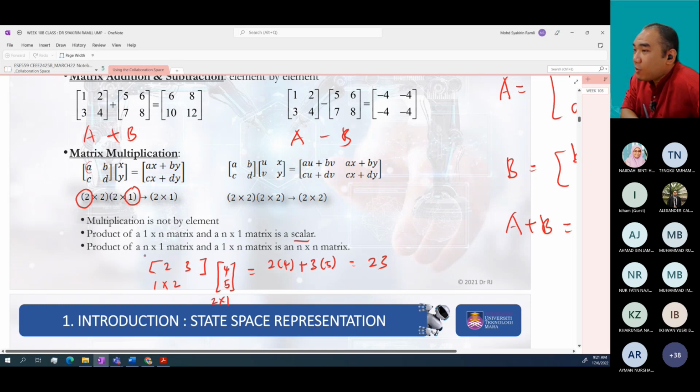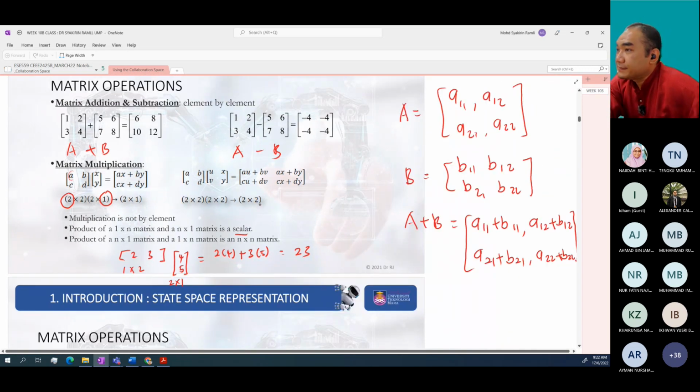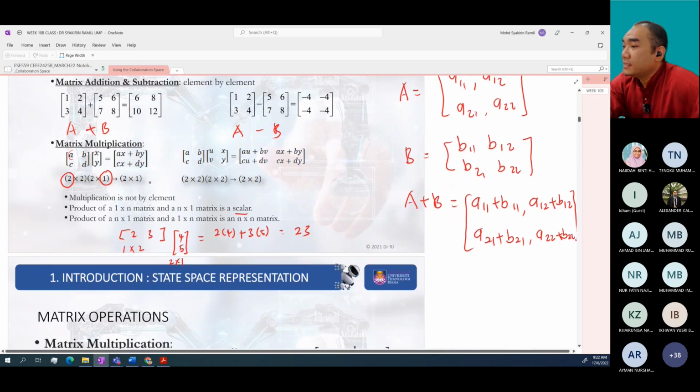Right, product of n by 1 matrix and 1 by n matrix is n by n matrix. Maknanya kita tengok ke ujung ni lah kan. Kalau kita ada n kali 1 darabkan dengan 1 kali n, maka kita akan dapatlah n kali n punya matrix. Right. So that is the matrix operation.